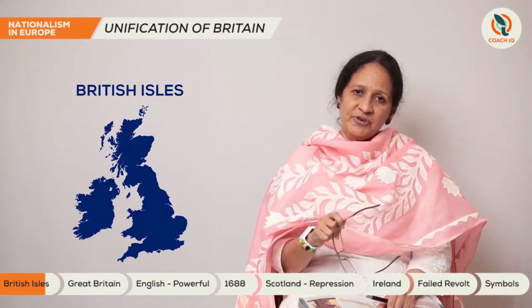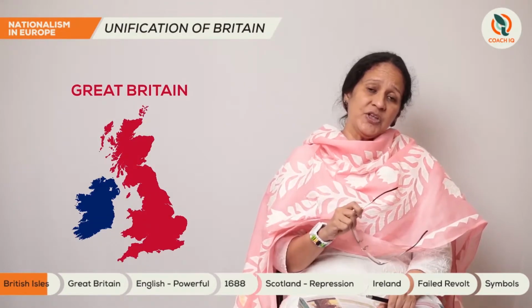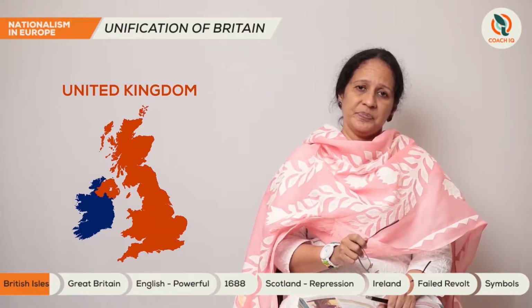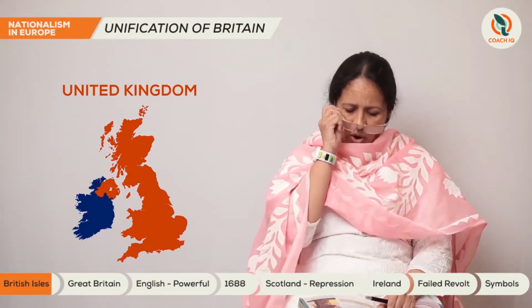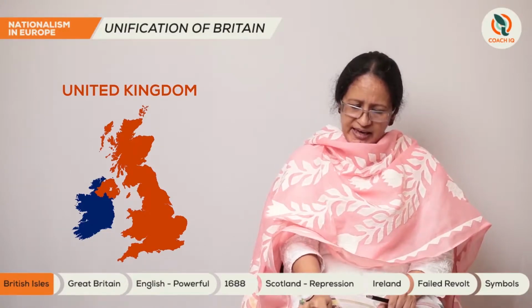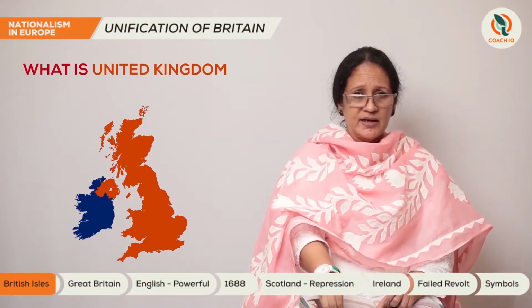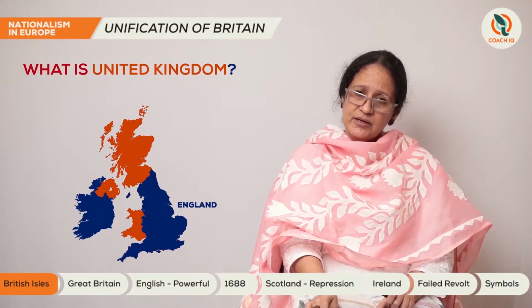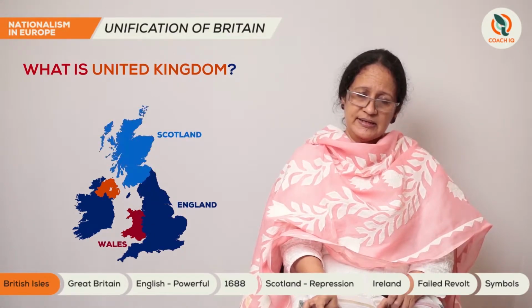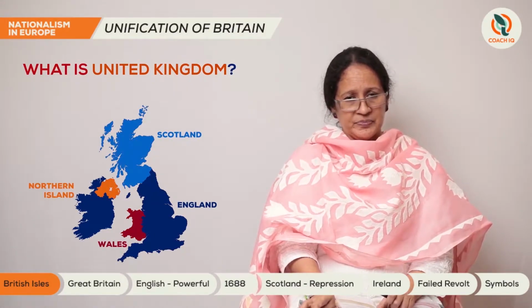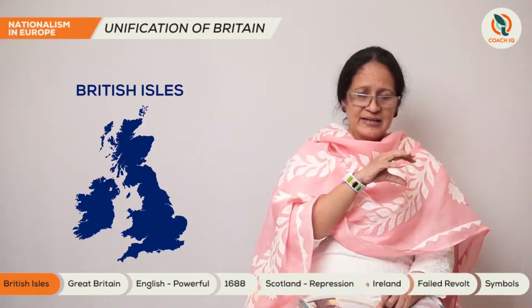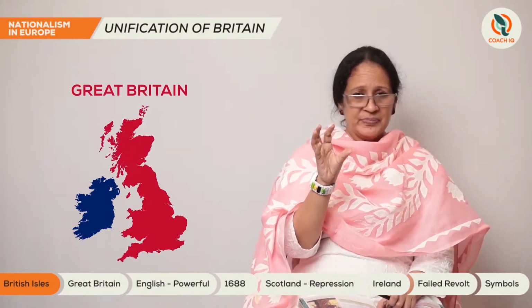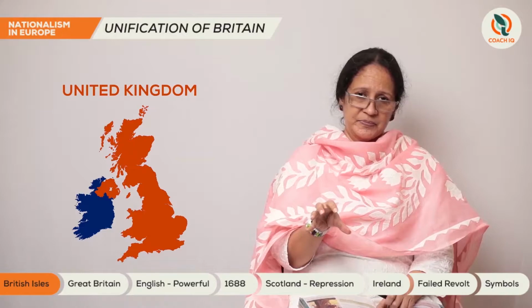So you have British Isles, then you have Great Britain, then you have United Kingdom. United Kingdom is made up of England, Wales, Scotland and Northern Ireland. So first remember British Isles, then Great Britain, and then you have UK. So now we start our answer.